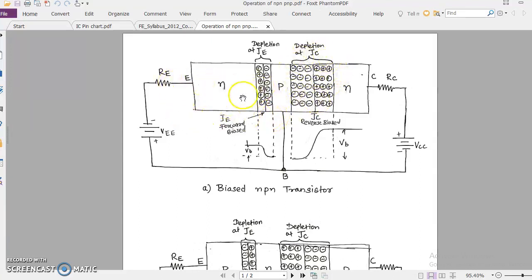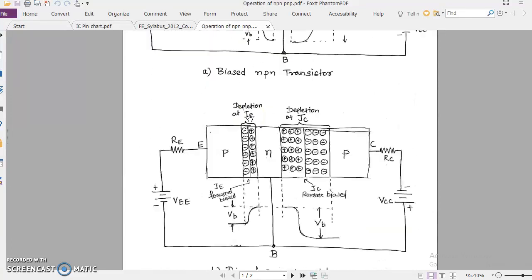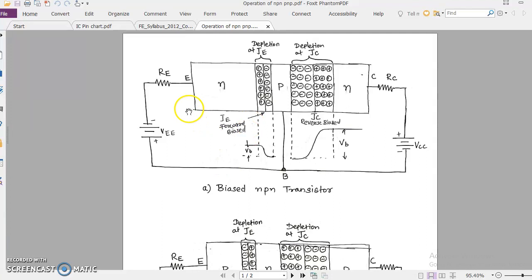So here you can see how the electron and hole movement is there. As we have studied, in biased condition the majority carriers in the N region are electrons. Now when you are biasing the JE junction, they start moving. Very few electrons will recombine with the holes in the P region, and the remaining large number of electrons will combine with the holes in the collector region. Why? Because the base is a lightly doped area and the collector is a highly doped area.